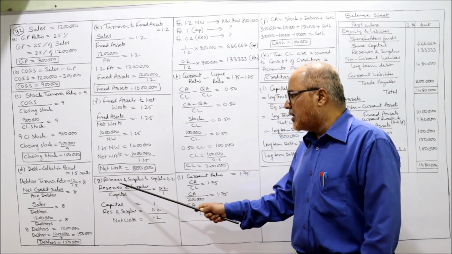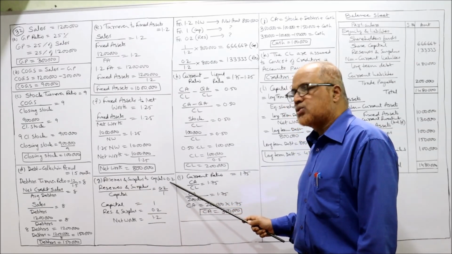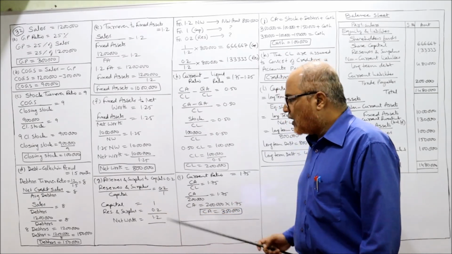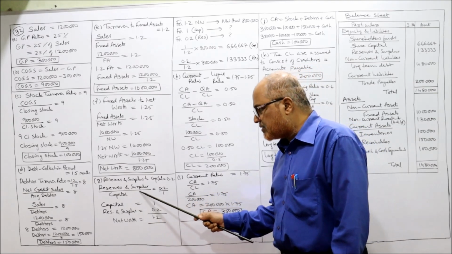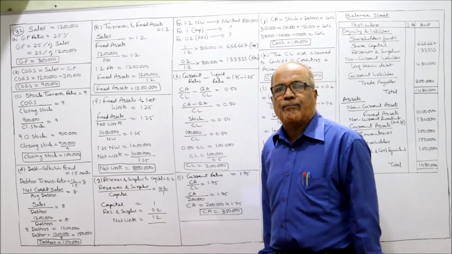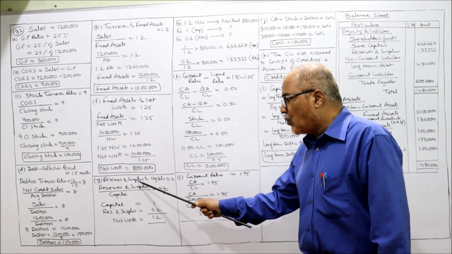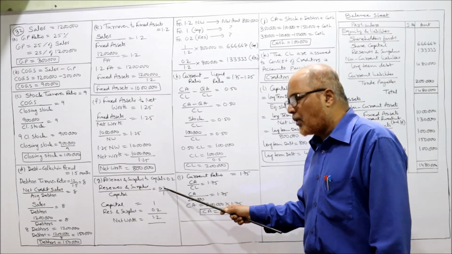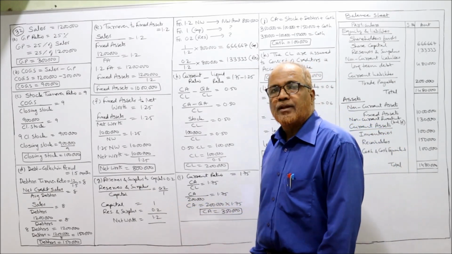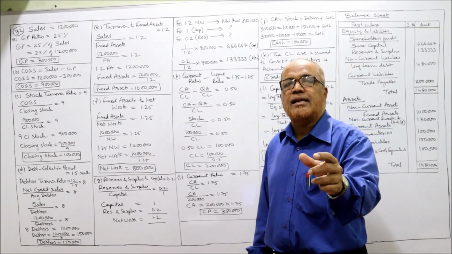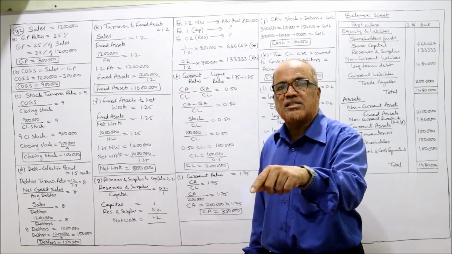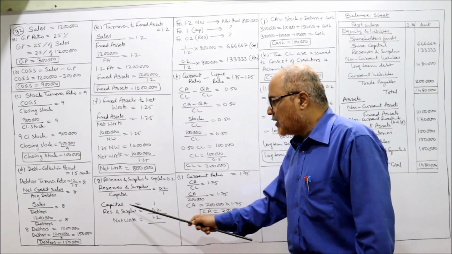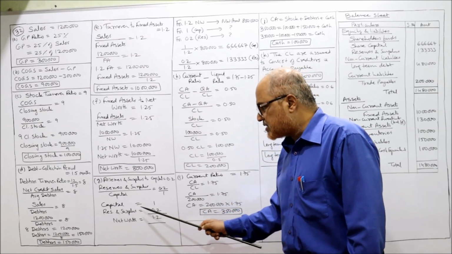Next ratio I am making use of, reserves and surplus to capital is equal to 0.2. So reserves and surplus by capital is equal to 0.2. Now I am writing by 1 because I don't have reserves and surplus, I don't have capital. Both we don't have. So what do you mean by this? When capital is 1, reserves and surplus will be 0.2. That is the meaning of this ratio. It means that for every 1 rupee of capital, we have 0.2 of reserves and surplus. So capital 1 rupee, reserves and surplus 0.2.